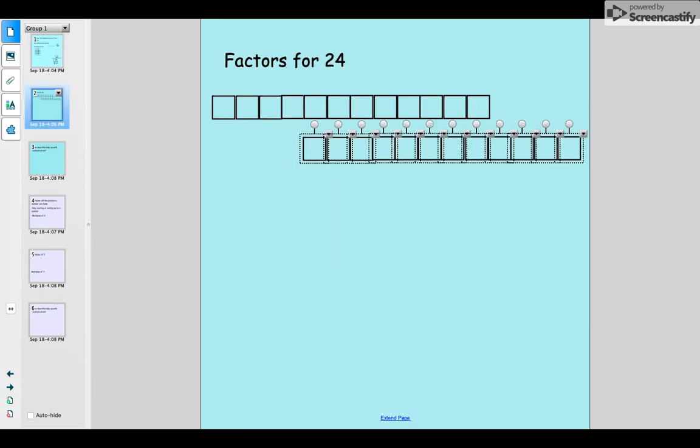Now let's try doing the same thing for 24. Just like before, you always want to start by setting it up so that you can list everything nice and organized. And I know 1 by 24 is going to work even though I don't have enough room on this screen. So I'm going to start with a 1 by 24 because I know 1 times any number is always going to be that number.